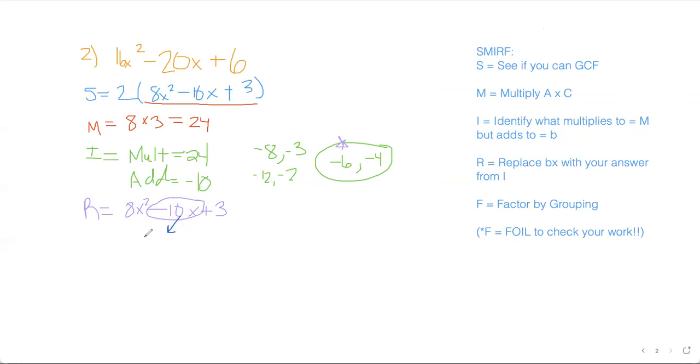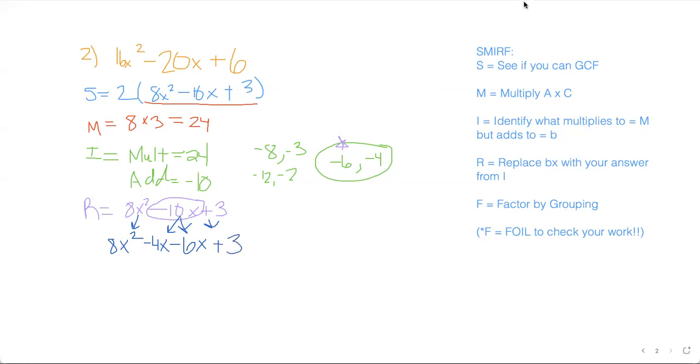So again, it doesn't matter which way I go. We'll switch it around for funsies: negative 4x minus 6x. We're splitting up the negative 10x into negative 4 and negative 6. Drop down the a and drop down the c. So now it becomes a grouping problem. Drop down the plus 3, just be careful of your signs.